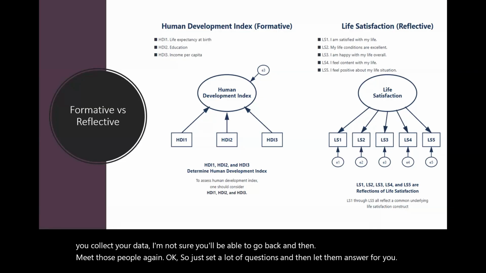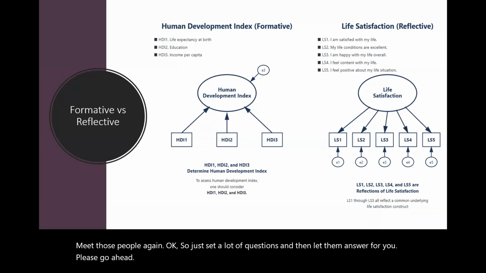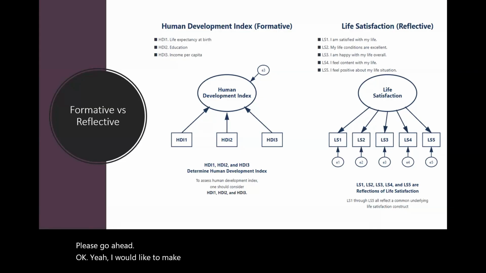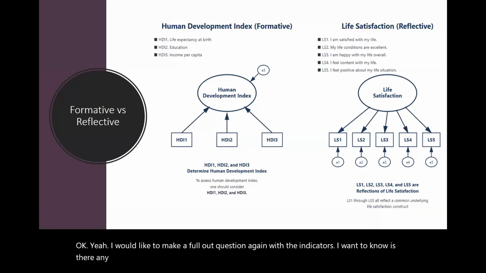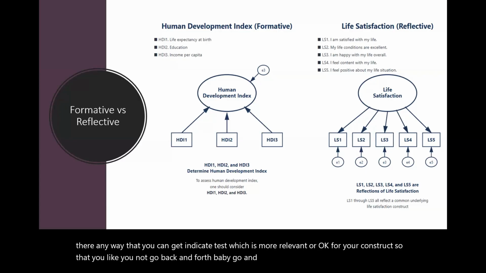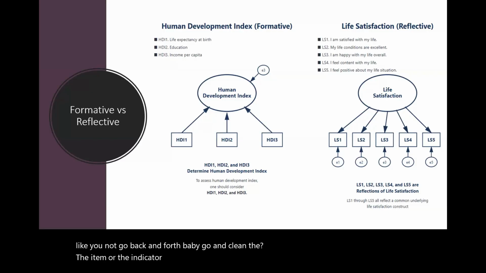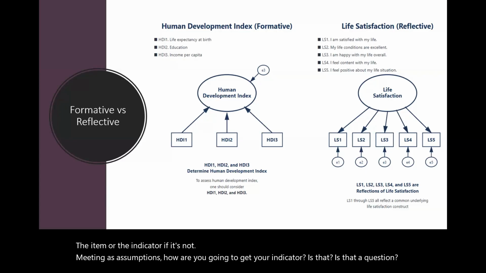Please go ahead. Okay, yeah, I would like to make another follow-up question. With the indicators, is there any way that you can get the indicators which are more relevant for your construct, so that you do not go back and forth, maybe cleaning the item or the indicator if it's not meeting the assumptions? Are you saying, how are you going to get your indicator? Is that the question? Yes, to measure.